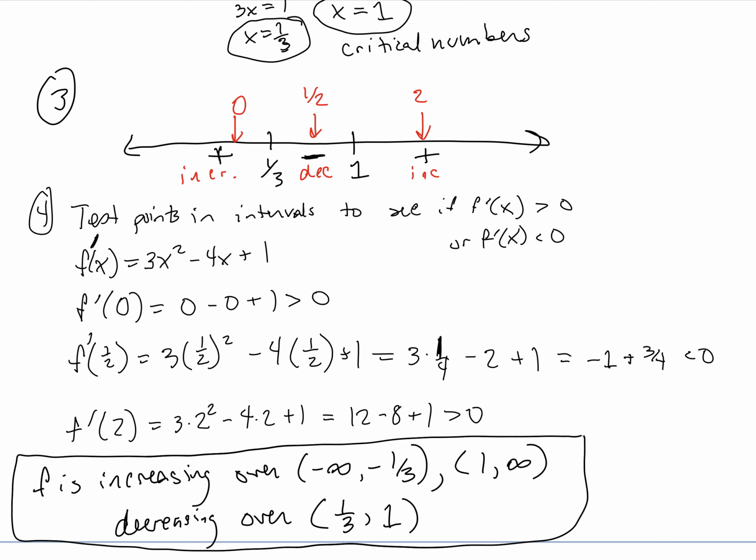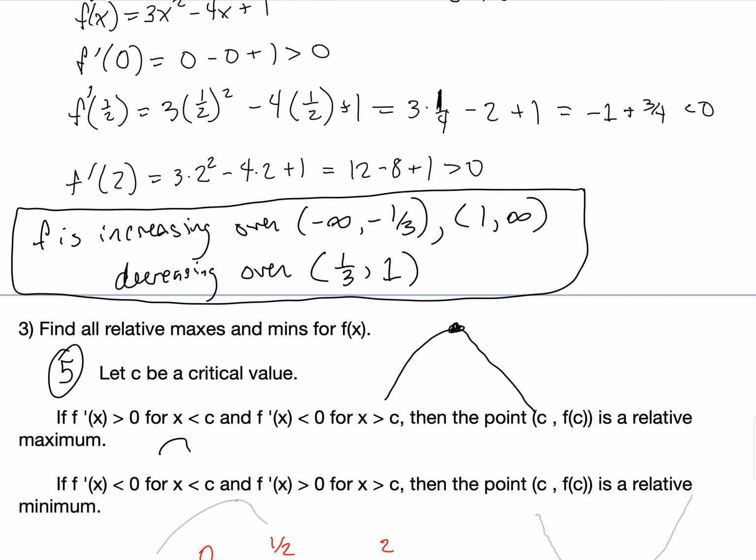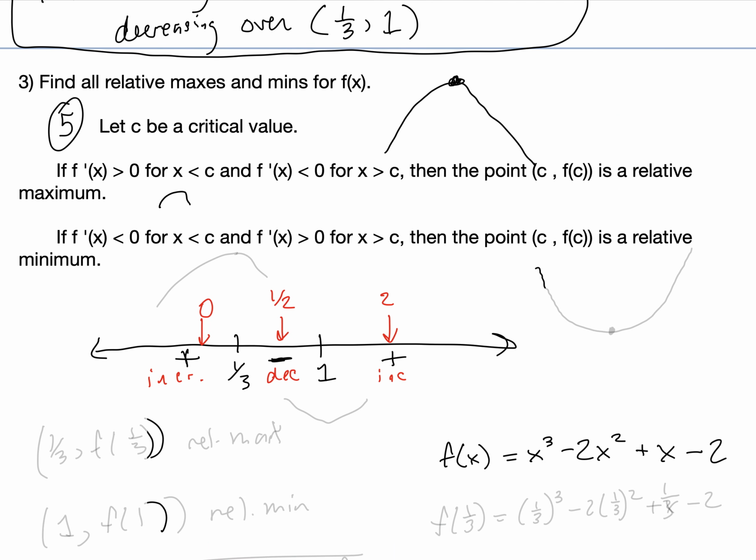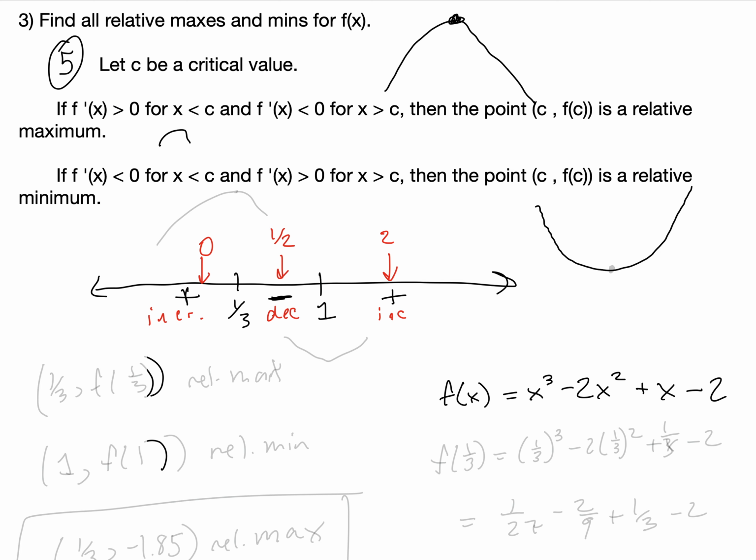We are not all the way through the first derivative test. The first derivative test gives us both increasing and decreasing intervals, and also lets us know relative maxes and mins, local maxes and mins. So we also need to find that. So part 5 of the first derivative test said that if c is a critical value, if f prime of x is greater than 0 for x less than c, and f prime of x is less than 0 for x greater than c, so in other words, the function is increasing, then decreasing, then f of c is a relative max, and similarly, if the derivative is negative, the function is decreasing, and then the derivative is positive, the function is increasing, then that's a relative min.